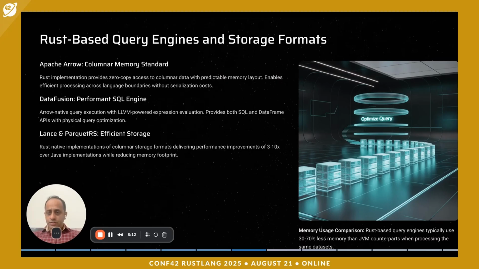And the third one is efficient storage, Lance and Parquet RS. These are also Rust native implementations of columnar storage formats, delivering performance improvement of 3 to 10x, based on some of the recent benchmarks. And in general, as you can see here, memory usage for Rust-based query engines is typically 30 to 70% less than JVM counterparts while processing the same dataset, based on some recent tests. So that's pretty significant and powerful and game-changing in terms of efficient infrastructure and data processing applications.